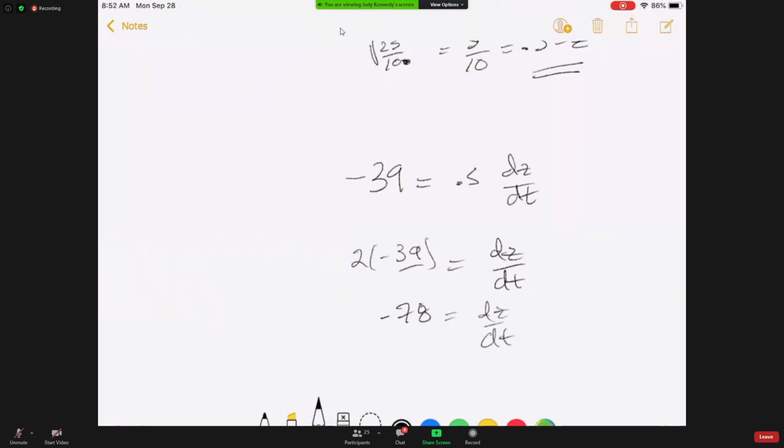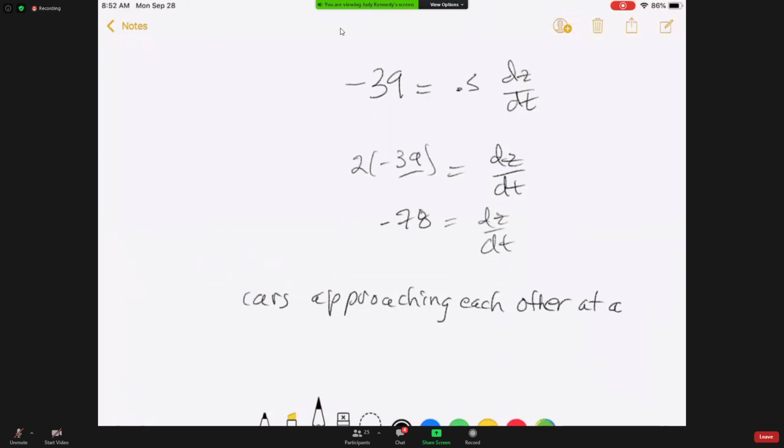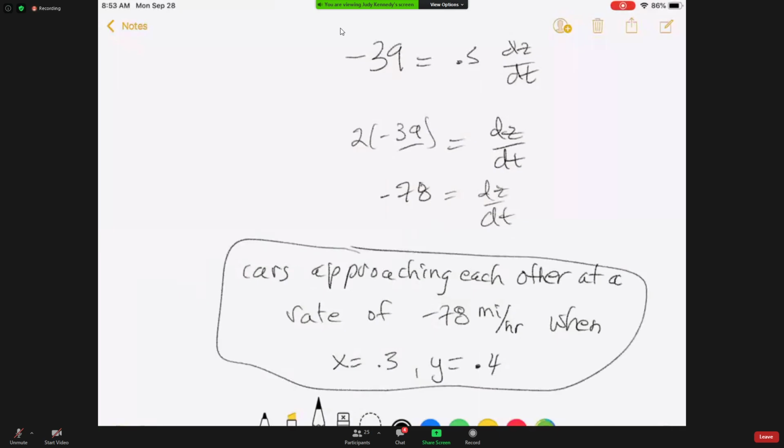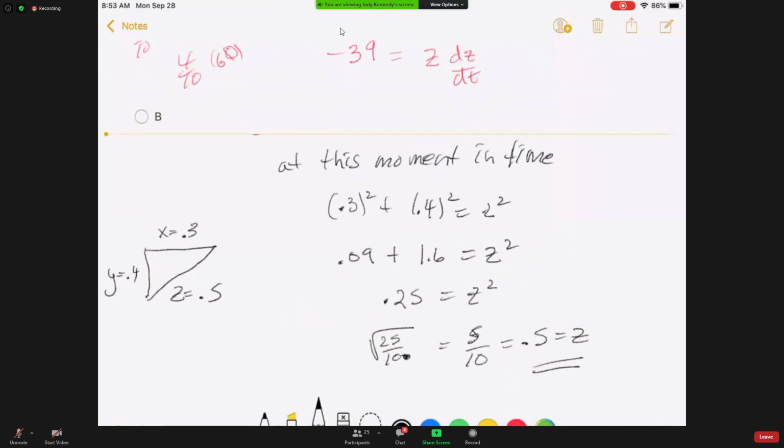I guess that makes sense. Okay, so the cars are approaching each other. This was miles per hour. That's pretty fast. Any questions?